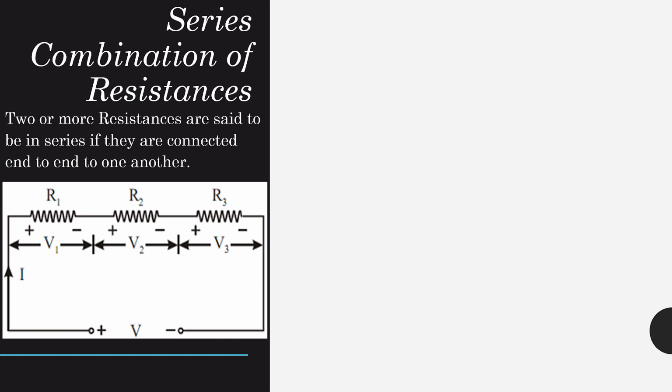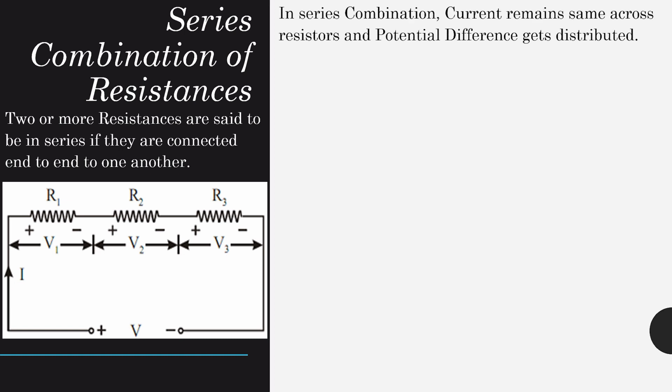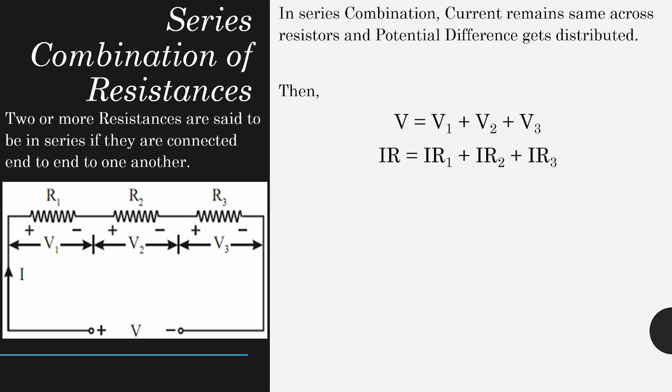In a series combination, the current remains the same across all the resistances and the potential difference gets distributed across them, as is evident from the diagram. That is, we have V equals V1 plus V2 plus V3. V equals IR, so IR becomes IR1 plus IR2 plus IR3. Because I is constant, it will not change.